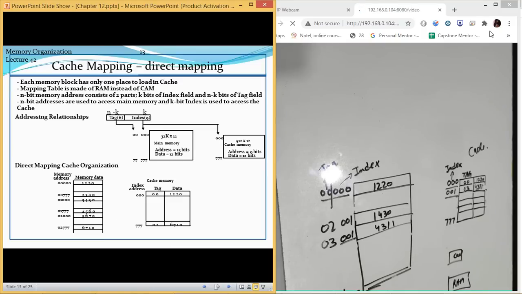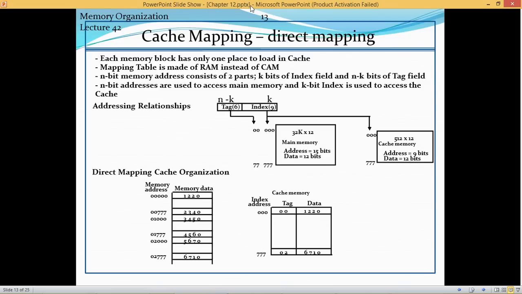Now let us discuss it on the slide as well. At this place we have 0000 and the content is 1220. We'll divide it into two portions. The first one is the tag, which is stored here. The index from this place is stored at this place. Okay, so this is the index. The content is 1220. Then this is the next, 777.